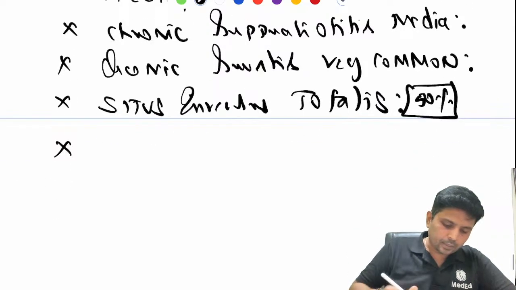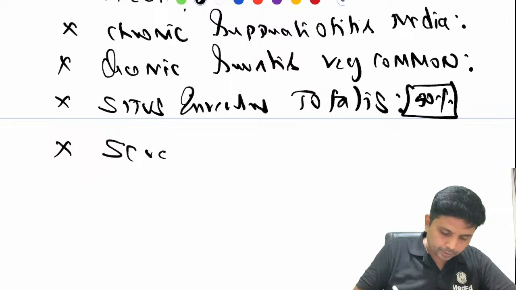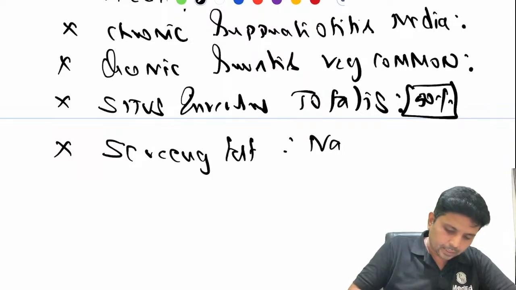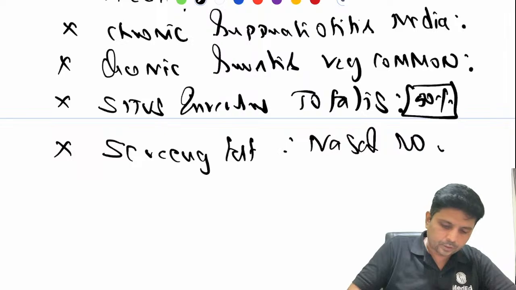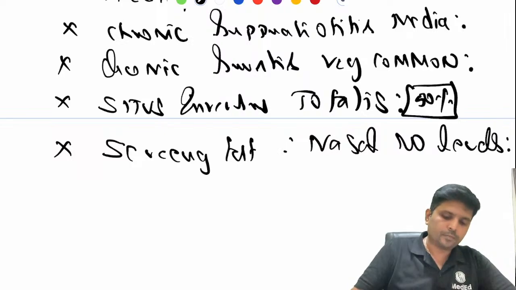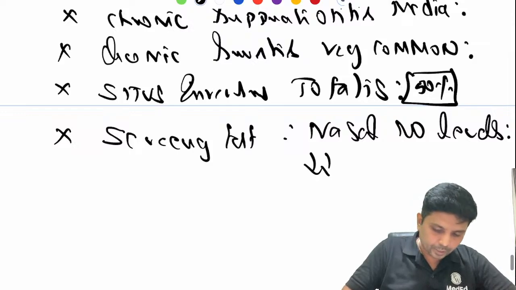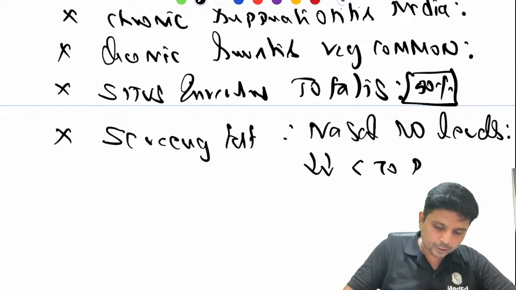So what is the screening test for primary ciliary dyskinesia? The screening test is nasal nitric oxide. The nasal nitric oxide level will be low, less than 70 parts per billion.